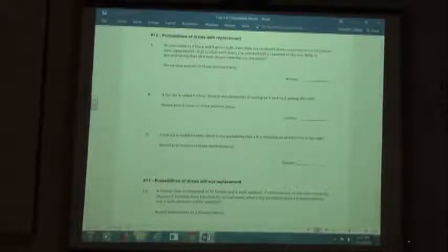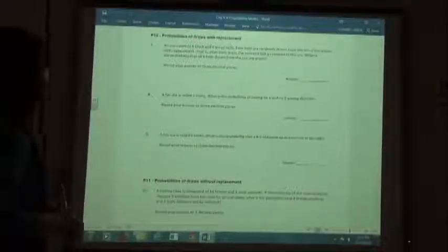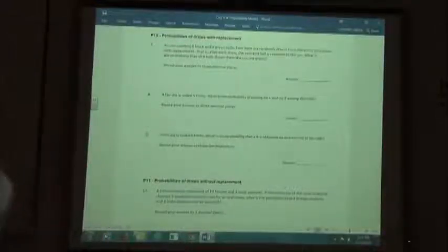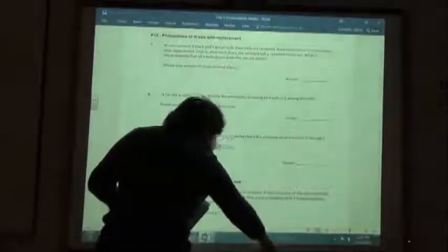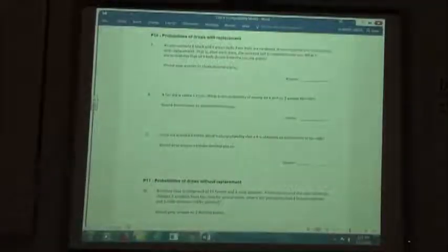So it says an urn contains 8 black and 9 green balls. 4 balls are randomly selected from the urn in succession with replacement. That is, after each draw, the selected ball will return to the urn. What is the probability that all 4 balls drawn from the urn are green? What we're going to do is find the probability of each one separately and then multiply those probabilities together.